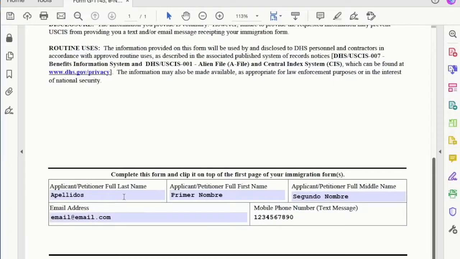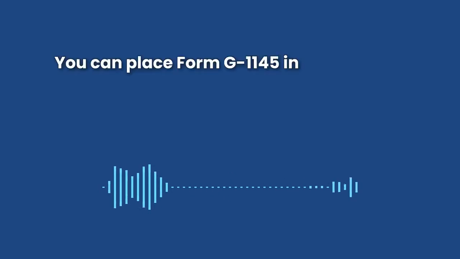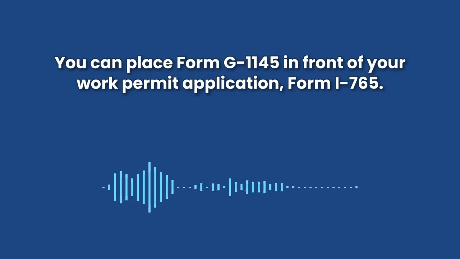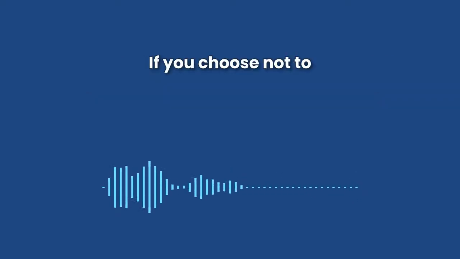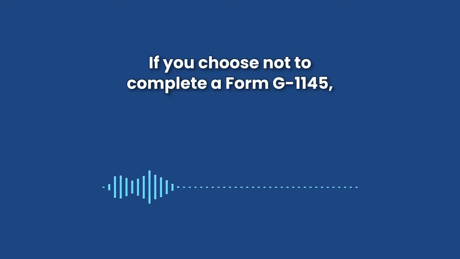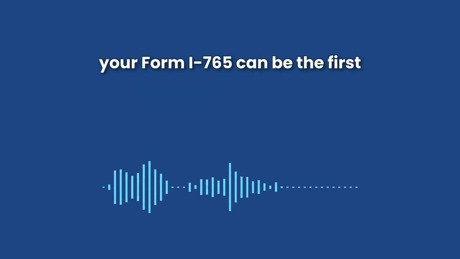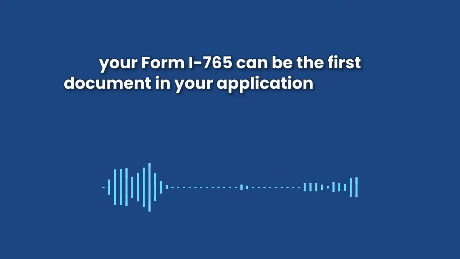After you complete Form G1145, you can place it in front of your work permit application Form I-765. If you choose not to complete a Form G1145, your Form I-765 can be the first document in your application package.